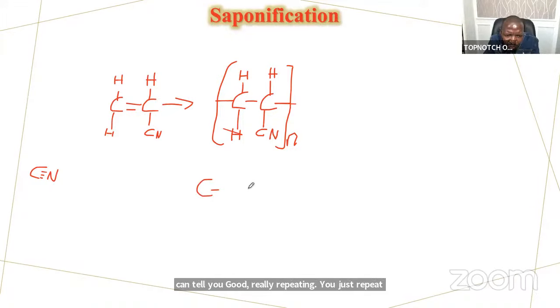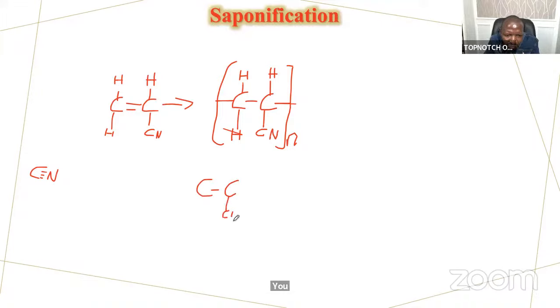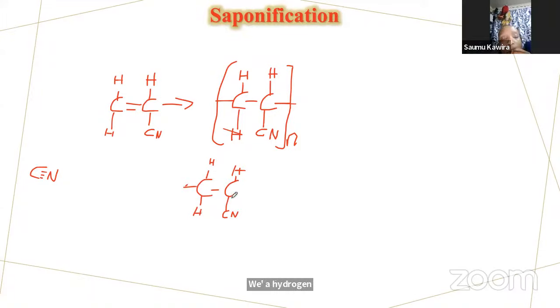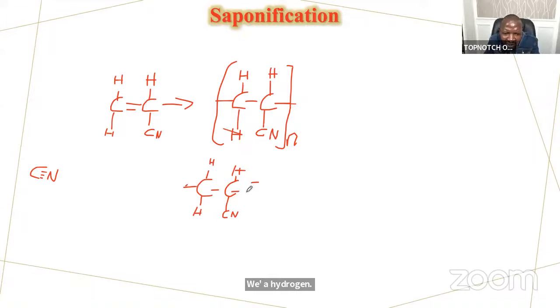A single bond, then put CN. Put hydrogen. Just copy that thing. Put hydrogen. Put hydrogen. Then the dash, dash. Join it with another, repeat it again.